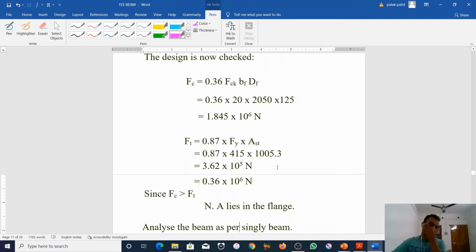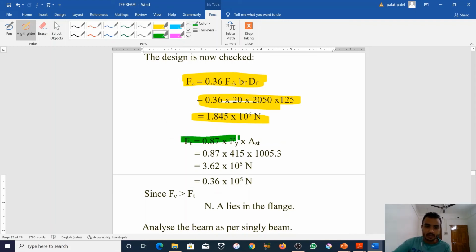We check the design because all the data is assumed. For the check, first of all, Fc is 0.36 fck bf into Df. So 0.36 into 20 into 2050 into 125. So Fc is 1.845 into 10 raised to 6 Newton.